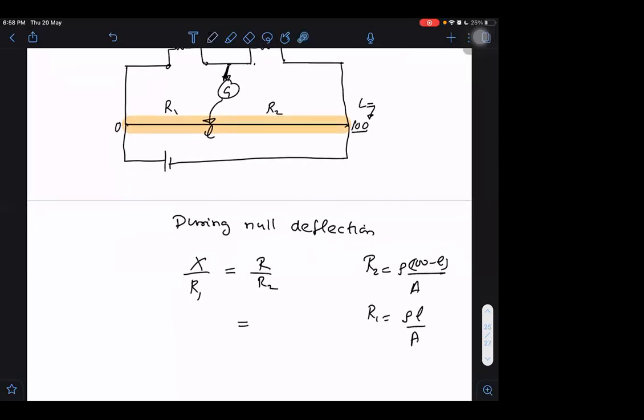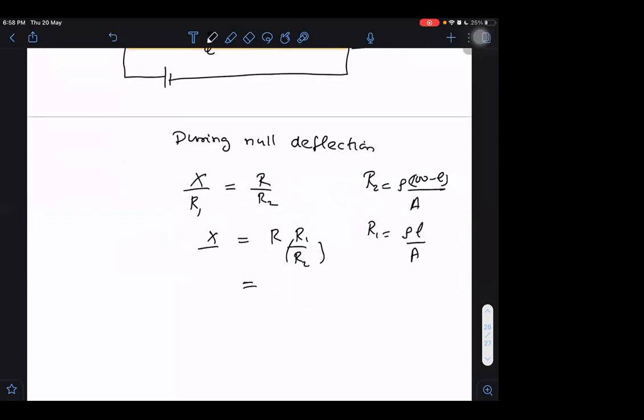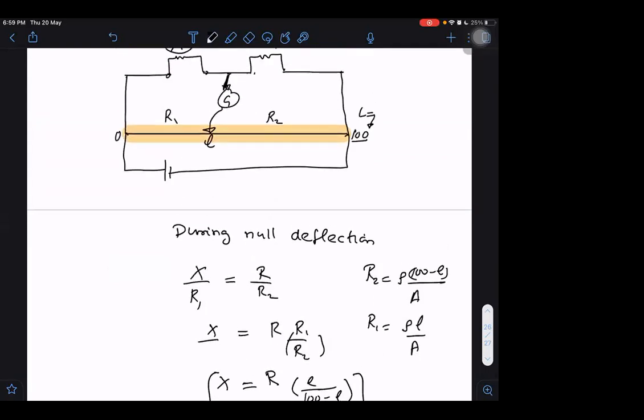So obviously the resistance will not be in SI units, but I don't care because the units will cancel out. The ratio will cancel out. I will take X is equal to R into R1 upon R2. So what is X at last? The known resistance multiplied by L by (100 minus L) is equal to the unknown resistance. We are getting the unknown resistance. This is the standard formula, but the standard may be changed.